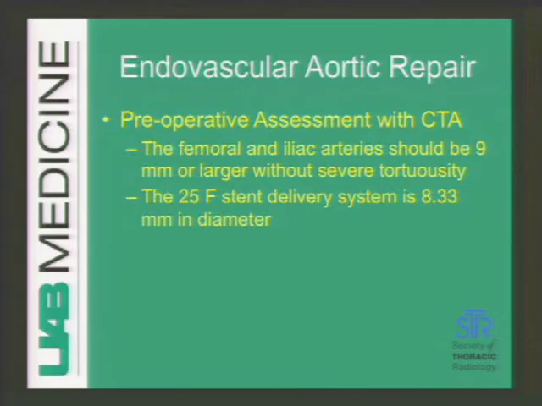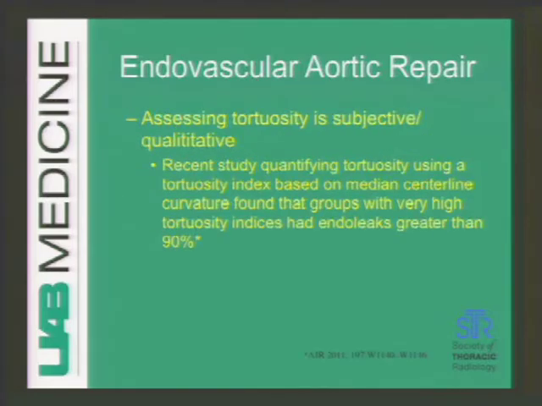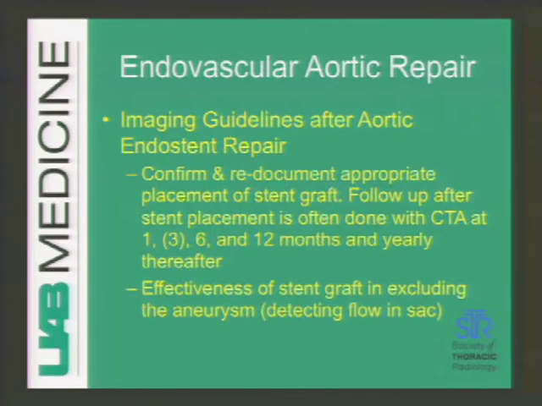The typical stent delivery system is 25 French, which is a little over 8 millimeters in diameter. Generally, we qualitatively assess the tortuosity of the aorta: it's crooked, kind of crooked, really crooked. There was a recent study which actually quantified the tortuosity using a tortuosity index based on a median centerline curvature, and found that you can quantify it and it correlates well with the development of endoleaks.